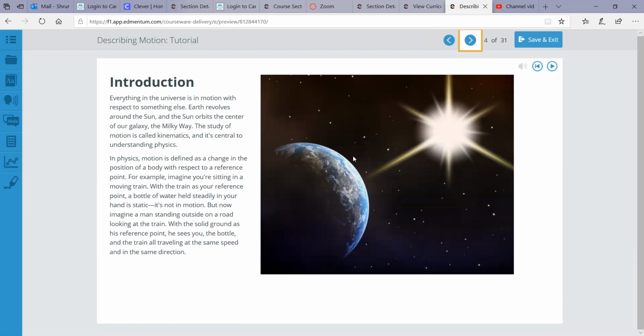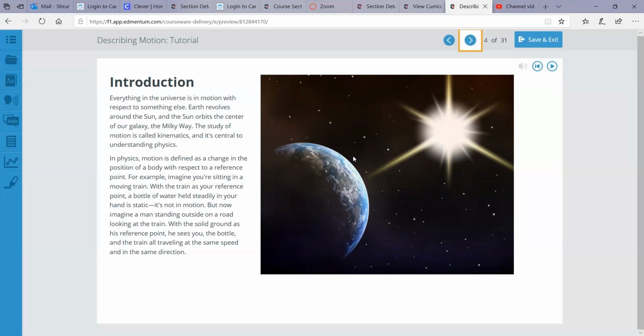So our introduction tells us that everything in the universe is in motion with respect to something else. So there's always a point of reference in which something is moving. Earth revolves around the sun, and the sun orbits the center of our galaxy, the Milky Way. And the study of motion itself is called kinematics.